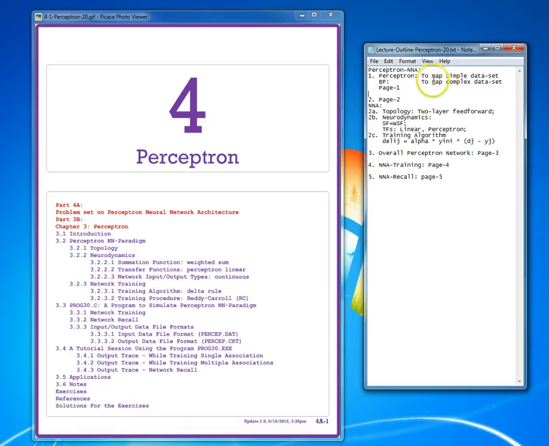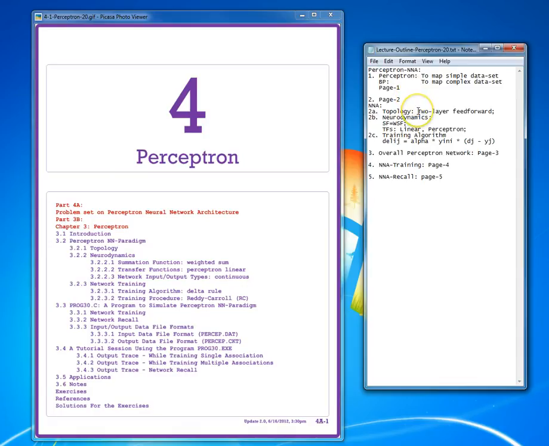It can map. That means if you have simple measurements, then those measurements can be stored in this network.